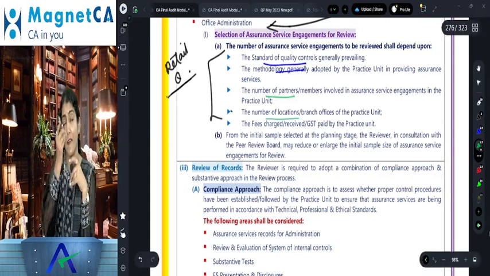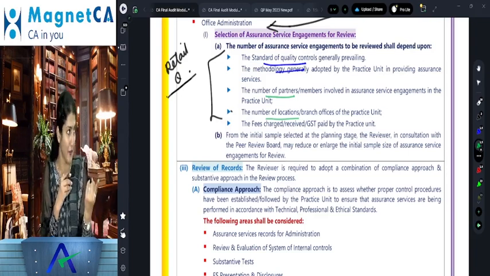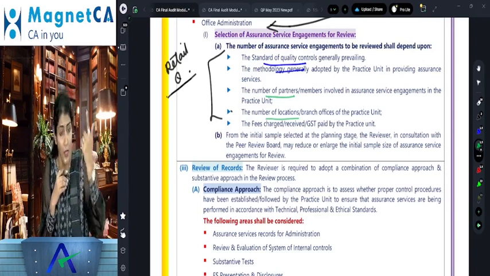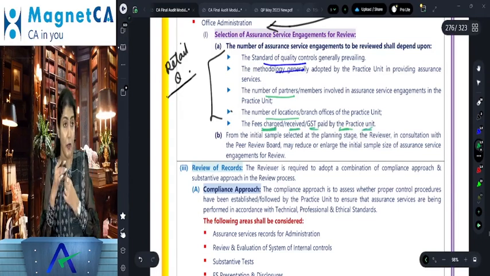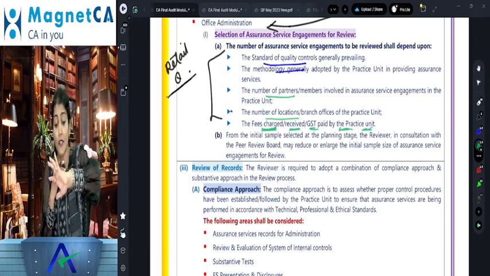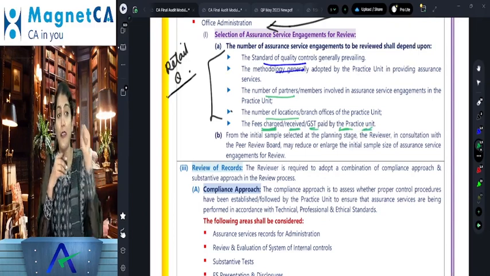Say the firm is having an office in Hyderabad and Chandigarh. So you say each location I want to pick up 1 file. So it depends on the number of locations, and it depends upon the fees charged, received, and GST paid by the practice unit. Depending upon fees charged, you see whether they are charging substantially high fee or substantially low fee. Again, that sample you might select.